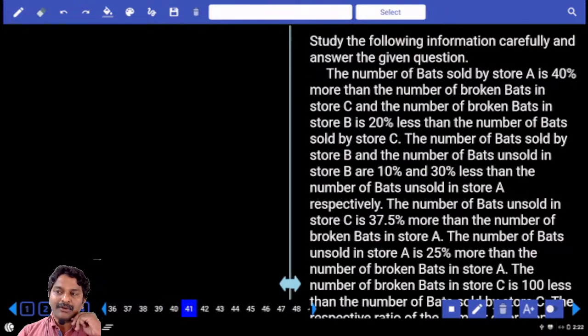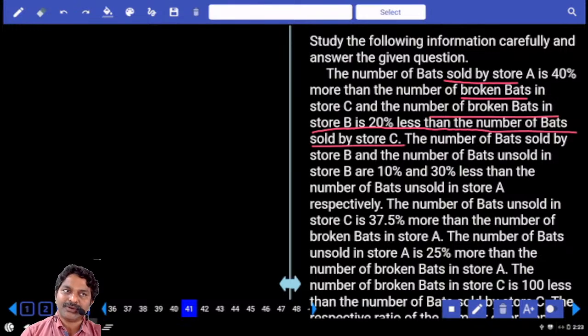Right, number of bats sold by store A is 40% more than number of broken bats in store C. Just observe the data. They are talking about store A and then store C. Immediately in the next line we have store C also. We have 3 stores A, B, C. There may be D also, we'll see. But so far they are talking about sold bats and then broken bats. Let's continue. Number of broken bats in B is 20% less than the number of bats sold by store C.